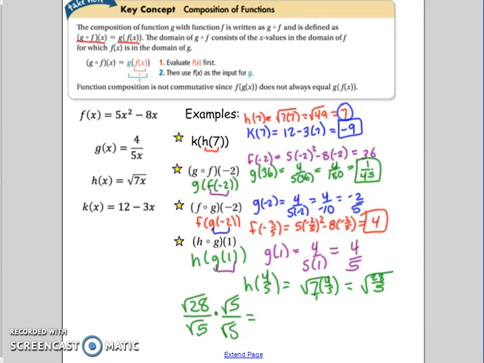We're going to multiply 28 and 5 together, and then multiply square root of 5 and square root of 5. We can make this a little simpler, because the square root of 28 we can simplify. Square root of 28 is square root of 7 times 4. 4 is a perfect square, so that's going to come out as 2. And I'm still multiplying by radical 5. So now all I have to multiply is the 7 and the 5 together. It's going to be 2 radical 35 over 5.